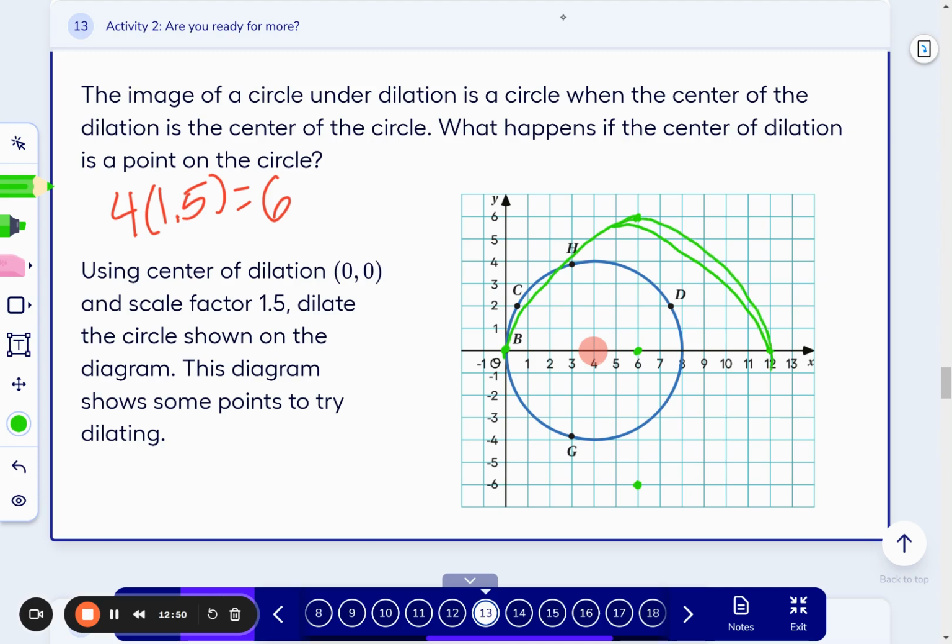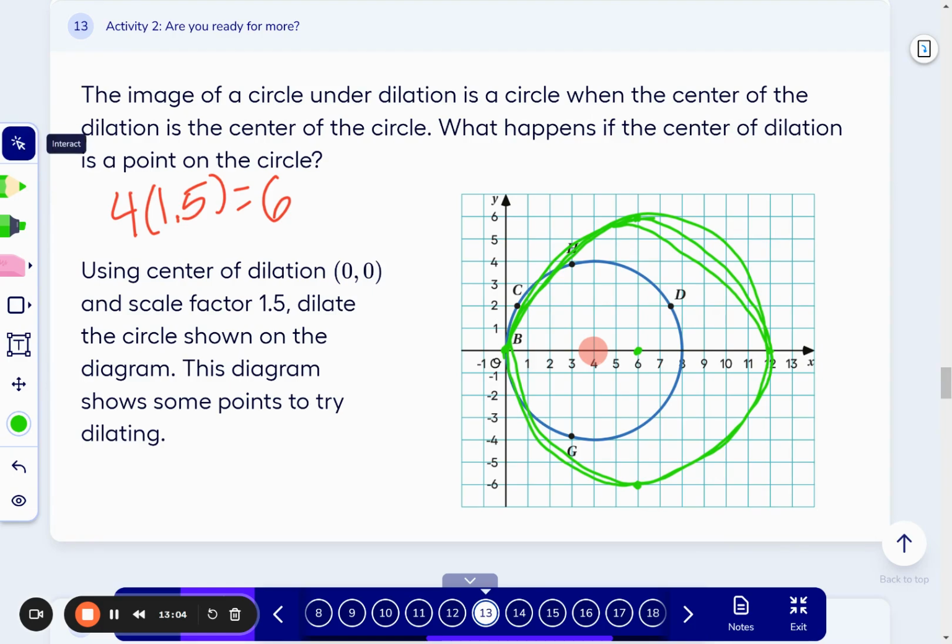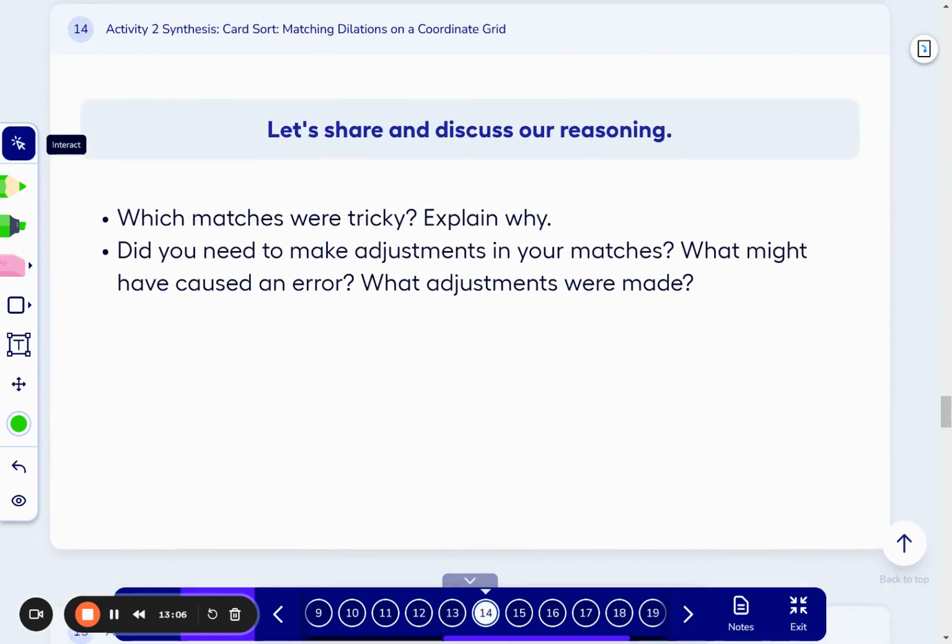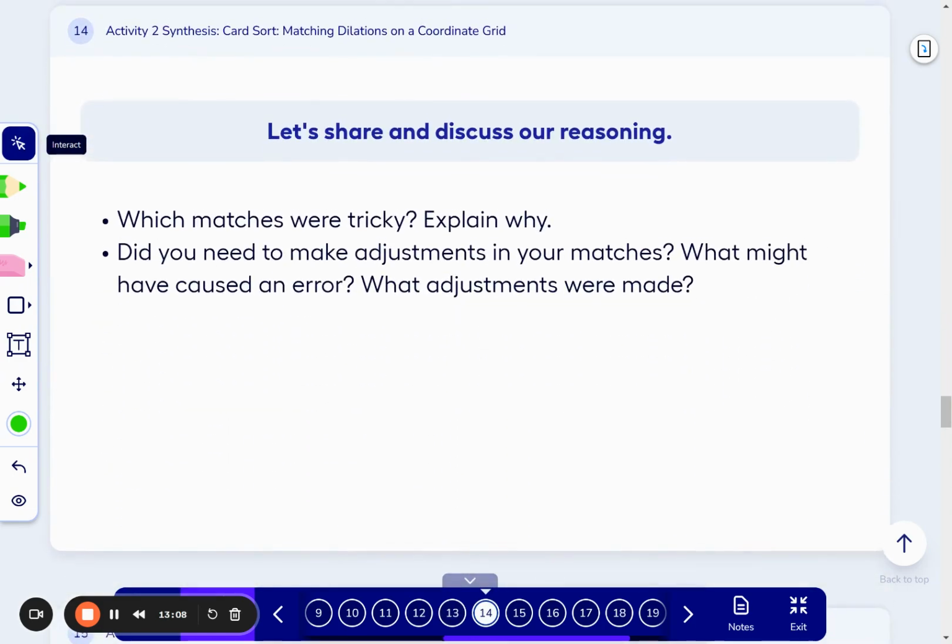That's a horrible looking circle, sorry. Something like that. But you get a circle. But its center is at 6 because you took 4 times 1.5. So when you think back to the matching game, you can think of which ones were tricky. Did you make any adjustments in your matches? What might have caused you to make an error? What adjustments did you make?